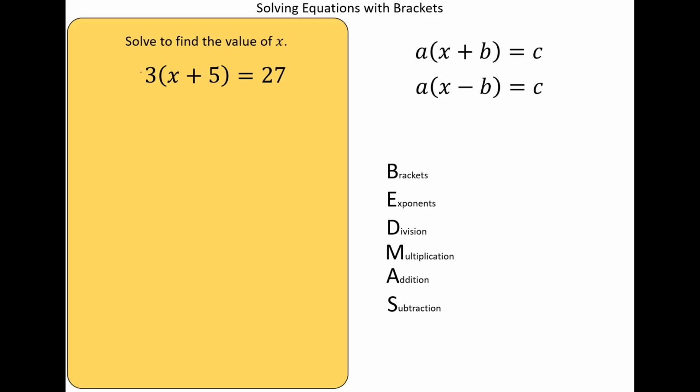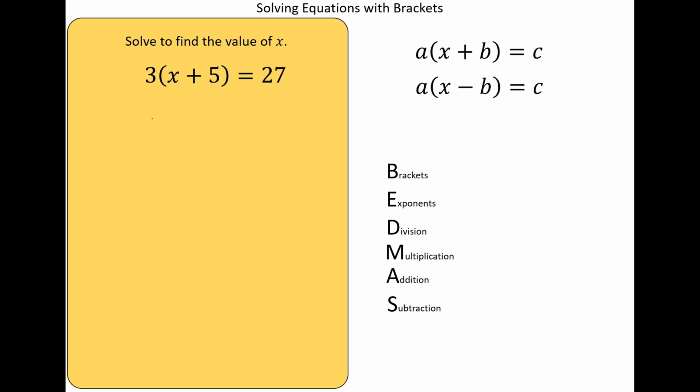Now, when you have a number and a bracket next to each other, it's just implied that you multiply the 3 by every entity inside the bracket. If you want a review of that, I would advise you to watch the distributive property or expanding brackets video that I posted previously.